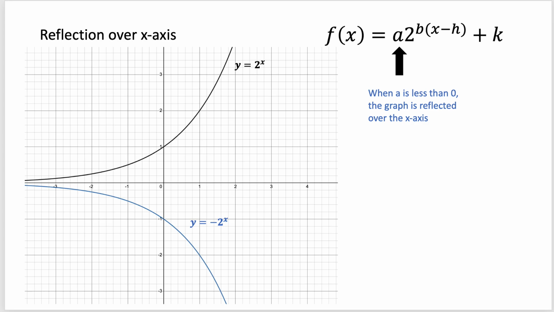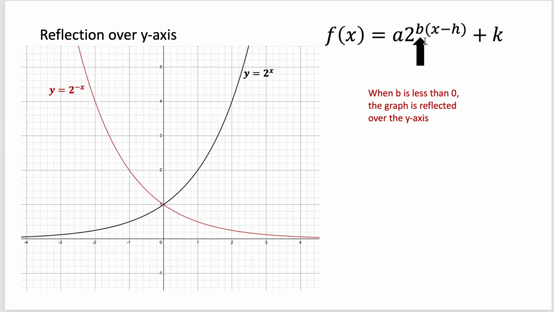We can also have a reflection over the x-axis. If a is less than 0, a negative number, then the graph is going to be reflected in the vertical direction, so it's reflected over the x-axis. If b is less than 0, a negative number, the graph is going to be reflected over the y-axis.